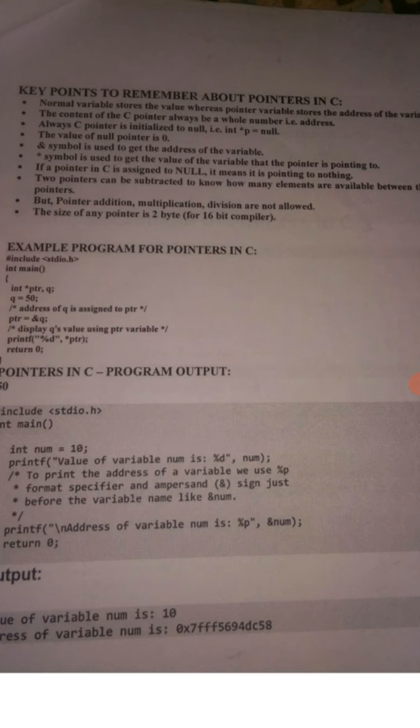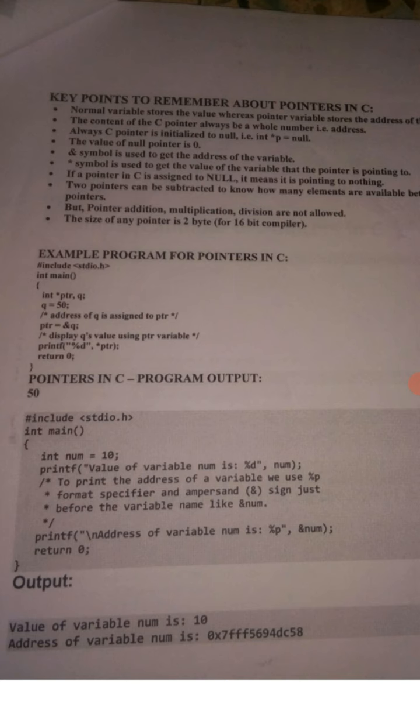See explanation. Output is 50. #include <stdio.h> is the standard library. Then int main is used for displaying the main function. int *pointer, q: int is a data type, *pointer is one variable, that is the pointer variable, and q is another variable. q = 50 is initializing the number.